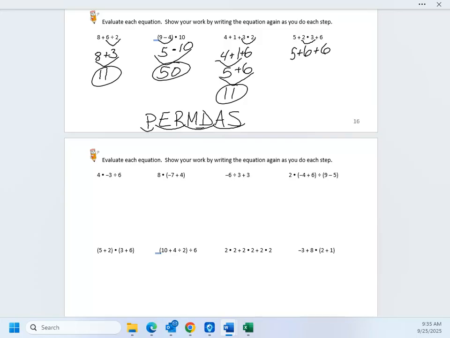Why would I not bring down the 3? I already used it. It got connected with the 2. That's why I draw my line. That is a common mistake people make. They forget that they have used a number or used an operation. So I draw that line for a reason. It's to help me see I've already used it. So I've already brought down everything I need to bring down. So Moses, I have 5 plus 6 plus 6. What should I do now?